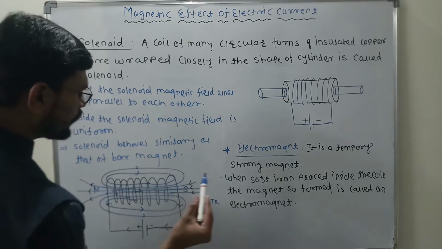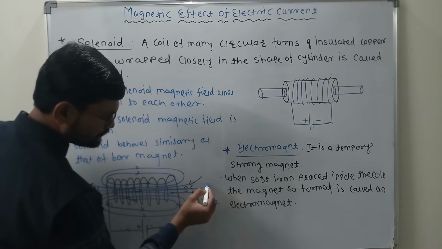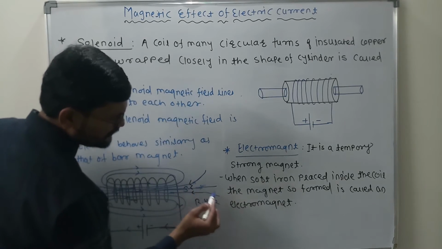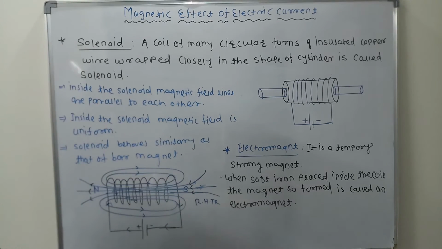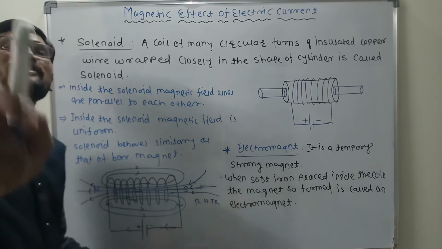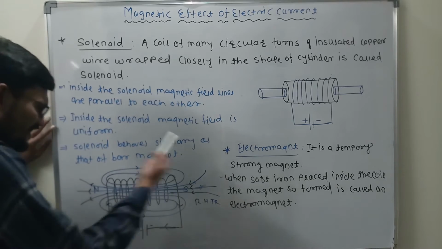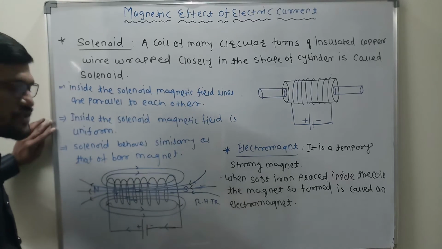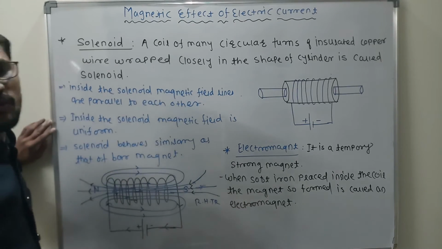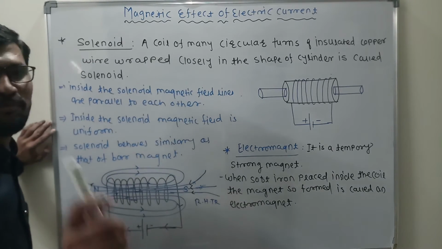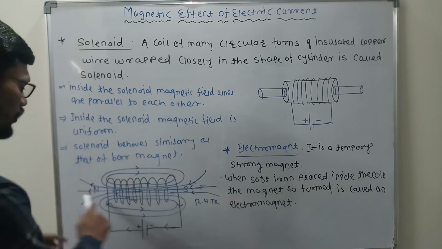So this is why it is called the solenoid. If you just compare this diagram with what? Exactly. The magnetic field lines formed by the bar magnet are exactly the same as the magnetic field lines produced by the solenoid. That is the reason the solenoid behaves as what? A bar magnet. Clear?